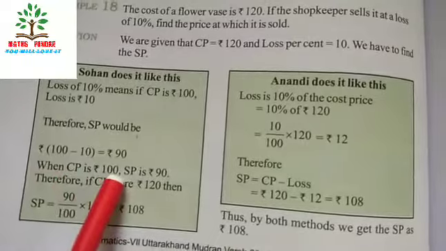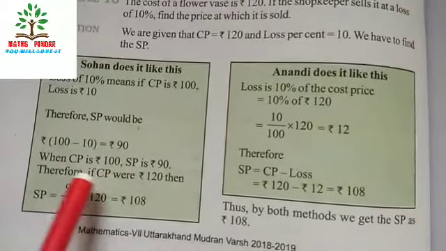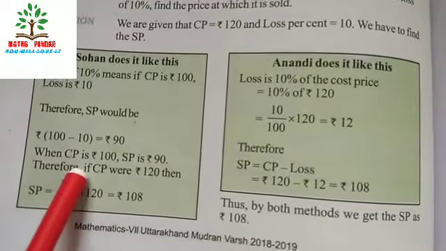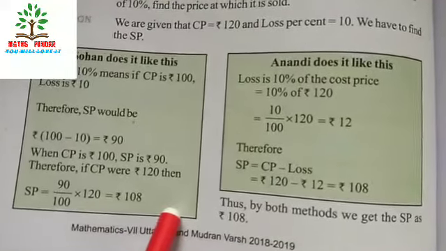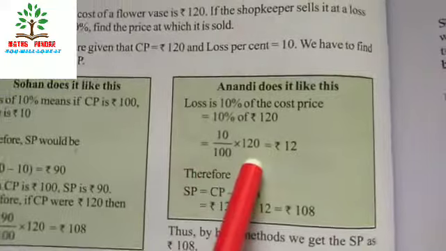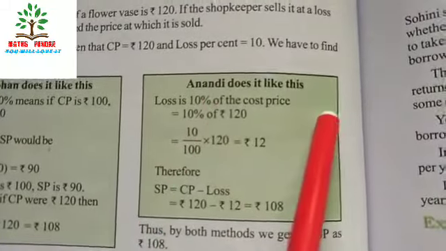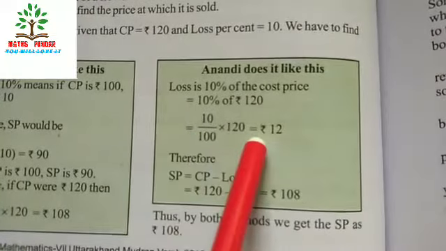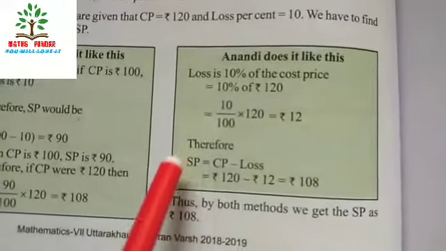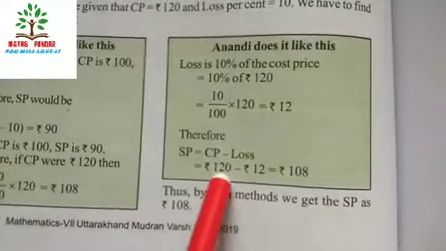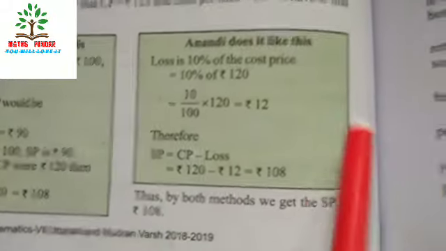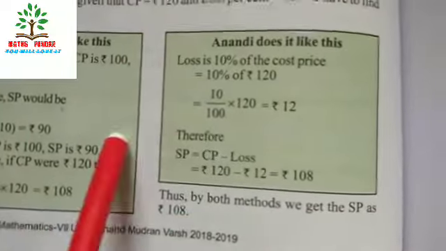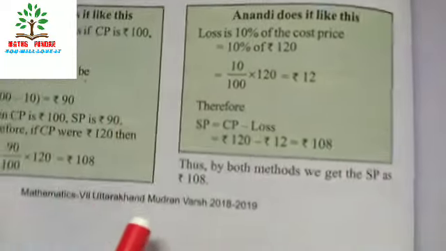When CP is rupees 100, SP is rupees 90. Therefore, when CP is rupees 120, then SP will be 90 over 100 into 120, that is 108. The other method is, loss is 10% of the CP. So 10% of rupees 120 is 10 upon 100 into 120, that is rupees 12. Therefore, SP is equal to CP minus loss, that is 120 minus 12, that is 108. So this is how we use the formula. Both ways you can solve, whichever you find easy.